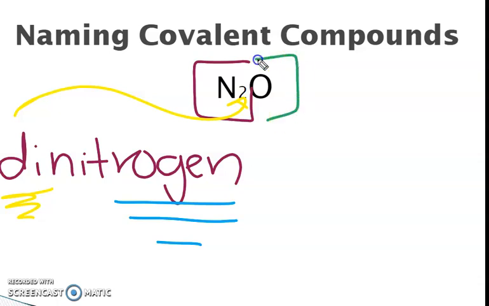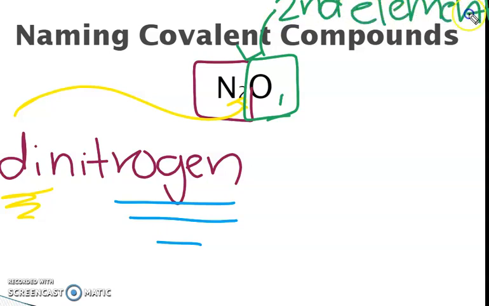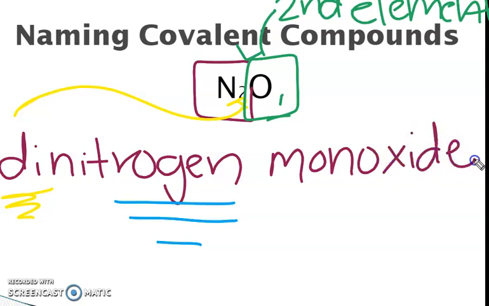Now, if we look at this next one, we have oxygen. But how many oxygen do we have? Now, notice there is no number written, but we know when there is no number written that there's 1. Now, notice this is the second element. And kind of like in carbon monoxide, we do put mono for this one. So it's going to be dinitrogen, mono for the 1, and oxide. So monoxide. So notice the mono is because there is just 1 oxygen.